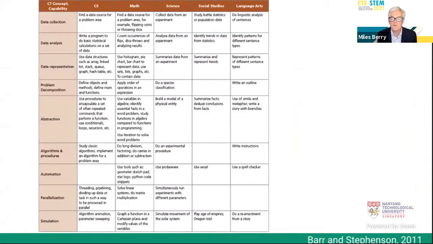Really influential paper by Barr and Stevenson back in 2011 looked at how some of these concepts, capabilities of computational thinking could be developed elsewhere in the curriculum. So you can teach algorithms, for example, by doing long division, by working out factoring, by using carries in addition and subtraction. This is an algorithm. It's a sequence of steps in order to solve a particular class of problems. You could, for example, use species classification as problem decomposition here. So all of the ideas of computational thinking, Barr and Stevenson maintain, can be taught within the context of other subjects.